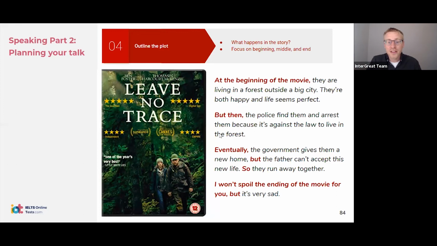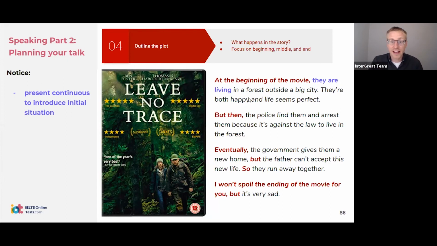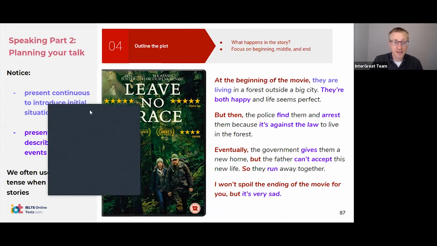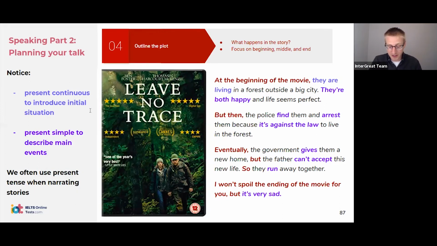All right. So we've outlined the plot. Notice the grammar here. They are living in a forest. We've got the present tense, present continuous and present simple to describe the main events of the story. This is very common when you're narrating a story. To make it more interesting, you use the present tense, okay? Rather than the past tense. Present tense all the way. Good.